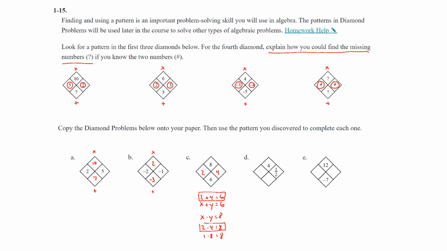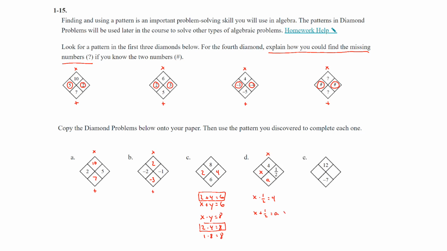D's a little different. D gives you the top part and one of the numbers, but not the other one. So we'll call this number X, and then this one we'll just call A. So the question now is, what number times a half is going to give you 4? And then what number plus a half is going to give you A? Well, if you look at my two equations, the first one only has one variable, the second one has two.